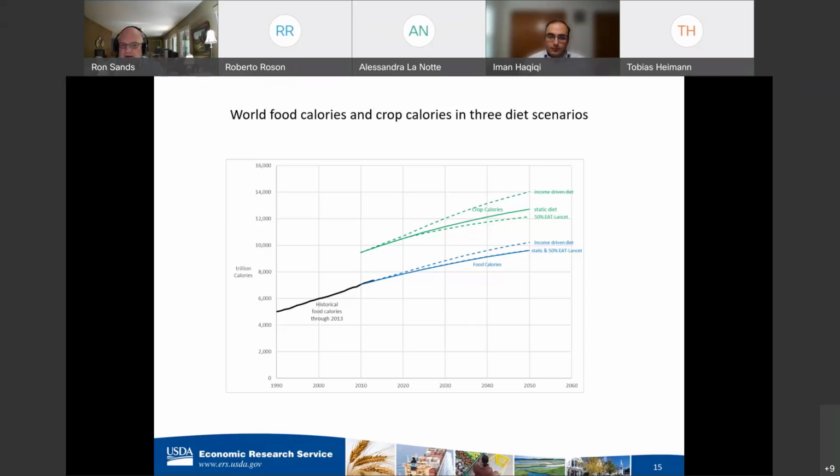For the income-driven diet, obviously we're turning on the income and price response, and the income response is really driving this because incomes are increasing. So you see an increase in food consumption per capita, which translates in total calories of food increasing as well over time. And then there's a magnifying effect because a lot of these extra calories are animal products. You need more than one crop calorie for an increase in food calorie for the animal product component. So crop calories actually become quite large in the income-driven diet.